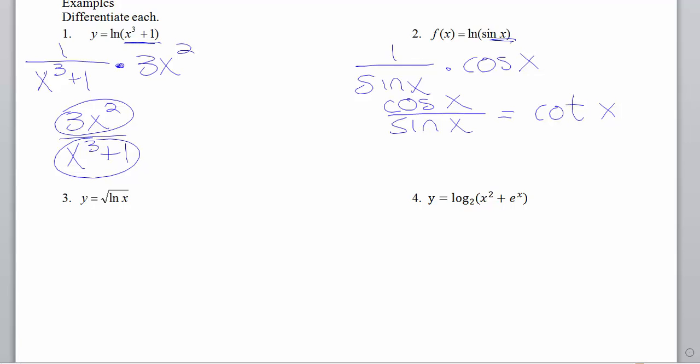So now my outside function would be the square root. If I wanted to, I could rewrite this as natural log of x to the 1/2 power. So the first thing I need to do is bring down the 1/2, and then times the derivative of the inside, which is 1/2, just so it's normal, okay? Then I would multiply by the derivative of the inside, which is the derivative of natural log is just 1 over x.